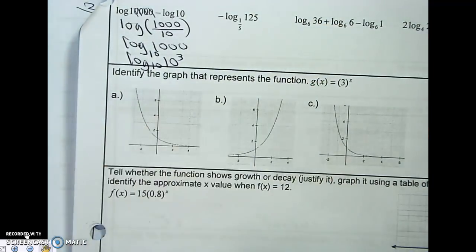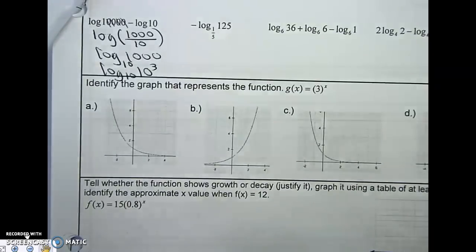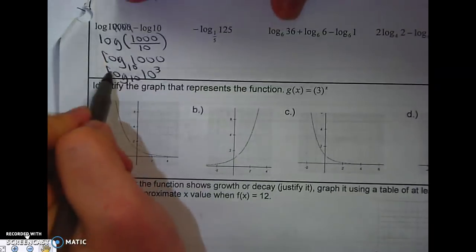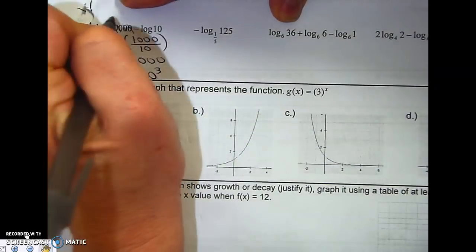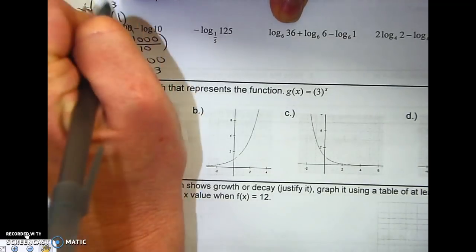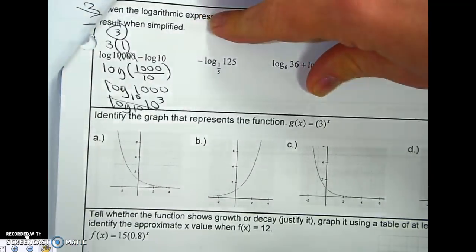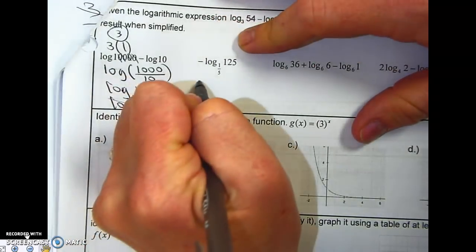And by the way, I know you're not getting much space here, but you'll have a lot more space for your test. So I'm going to work up here now. Log base 10 of 10 is 1, times 3. Boom, your answer is 3. Okay, let's do the next one.